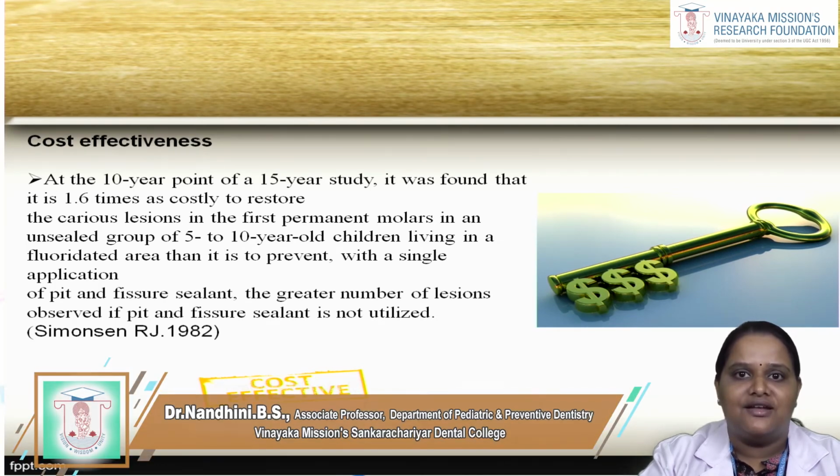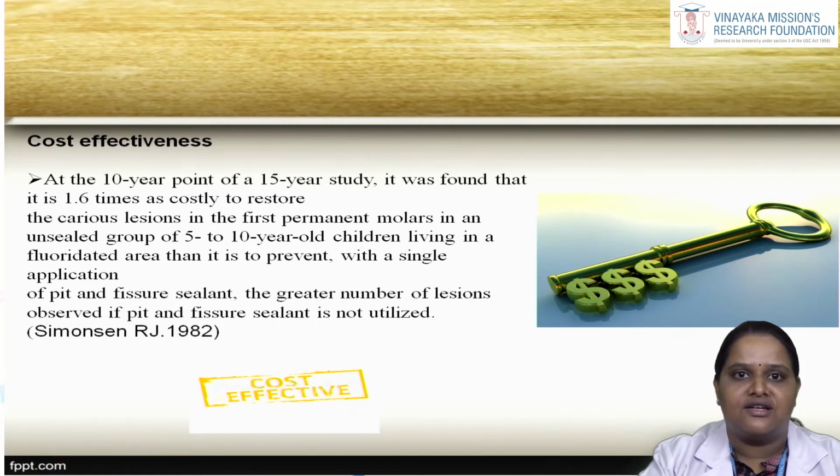For this, at a 10-year point of a 15-year study, it was found that it is 1.6 times as costly to restore the caries lesions in the first permanent molar in an unsealed group of 5 to 10-year-old children living in a fluoridated area than it is to prevent with a single application of pit and fissure sealants, given the greater number of lesions observed if pit and fissure sealants are not utilized. And this was proved by Simonsen RJ in the year 1982.